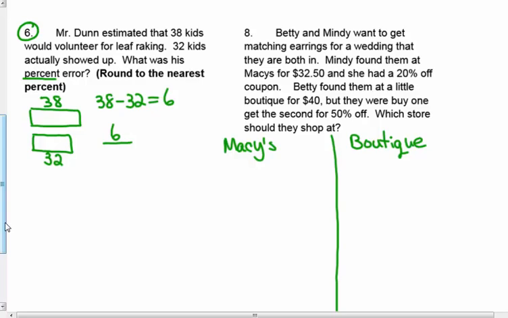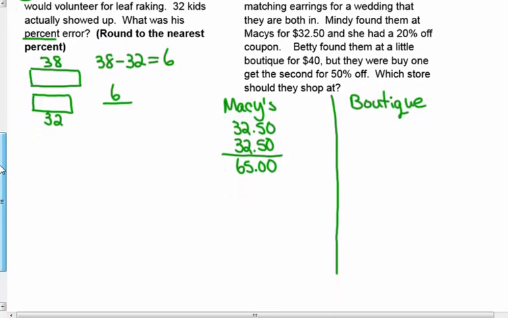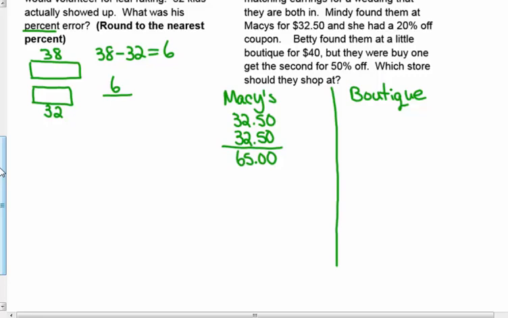Mindy found them at Macy's for $32.50. Well, she's going to buy earrings for her and Betty. There's 2 people. So they're going to pay $32.50 for each of them, which adds up to $65, but she has a coupon for 20% off. So of this $65, she's going to take off 20% of it. So I'm going to use my other little color here. She's going to take this part off. So she's not paying $65. She's going to take 20% off.